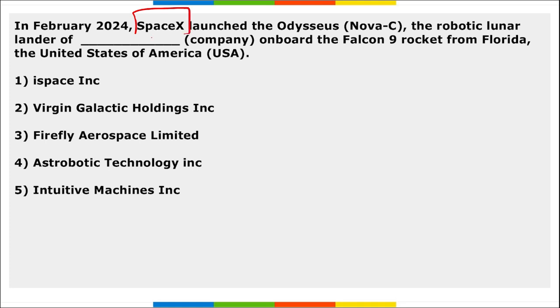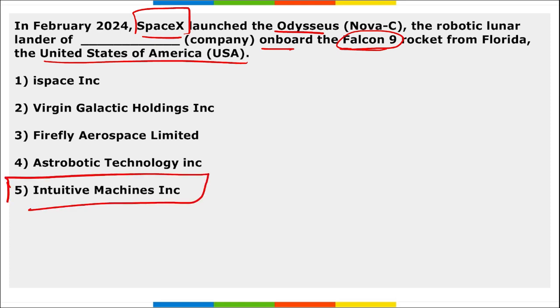Next, SpaceX has launched Odysseus, the robotic lunar lander of dash company, on board the Falcon 9 rocket from Florida, USA. So SpaceX launched this Odysseus. This is of Intuitive Machines, right? And it was launched using the Falcon 9 rocket from Kennedy Space Center in Florida, USA.